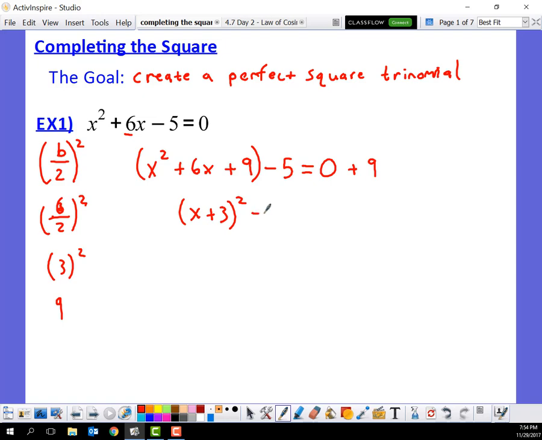And then what I'm going to do is take this minus 5 and add 5 to the other side. So 9 plus 5 gets me 14. So here's where we're at. We're at (x + 3) squared equals 14.